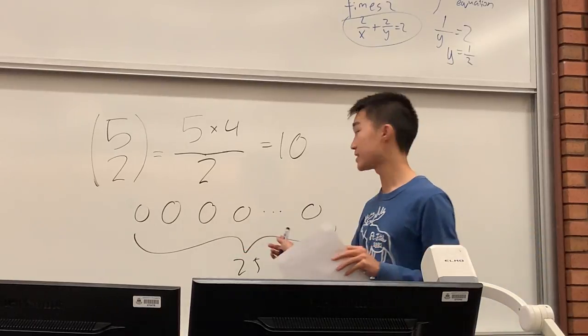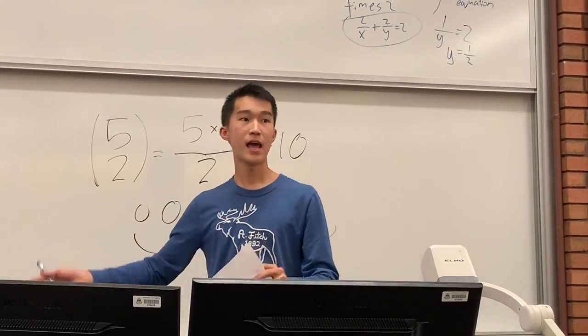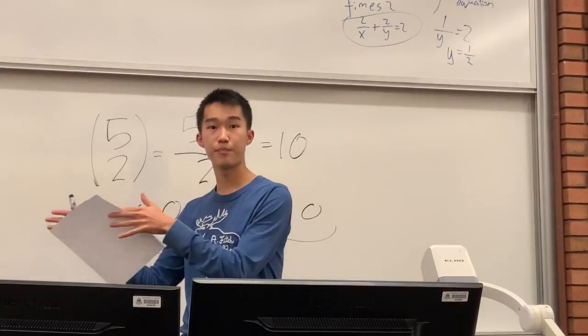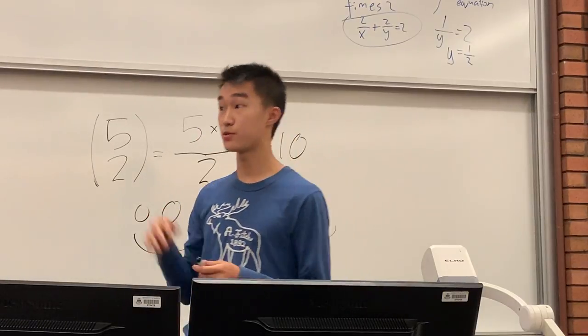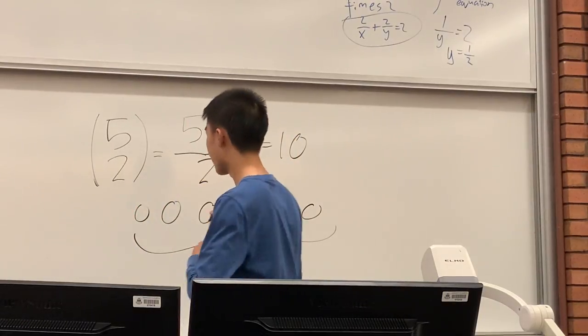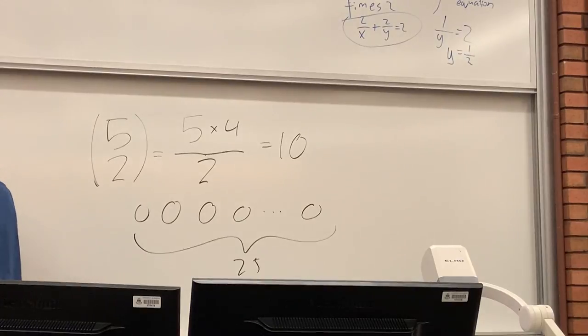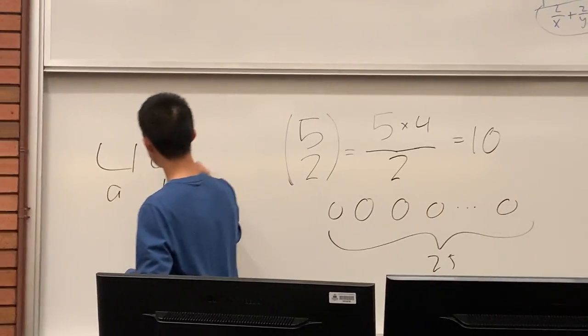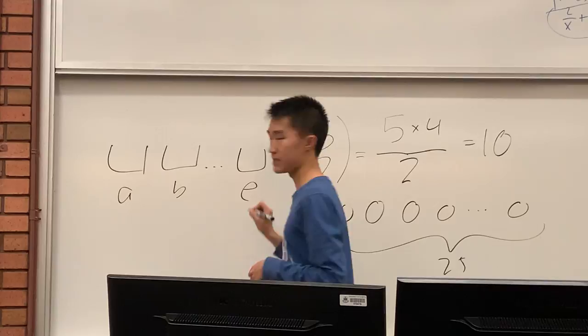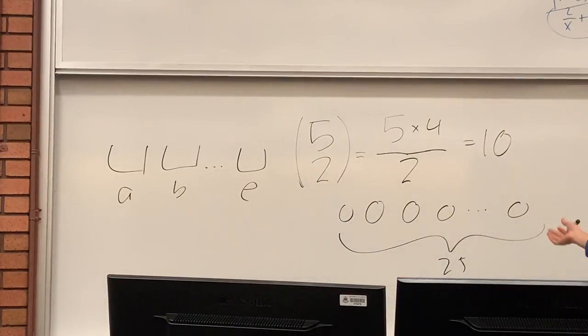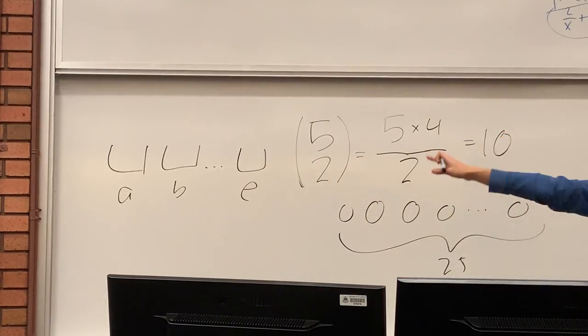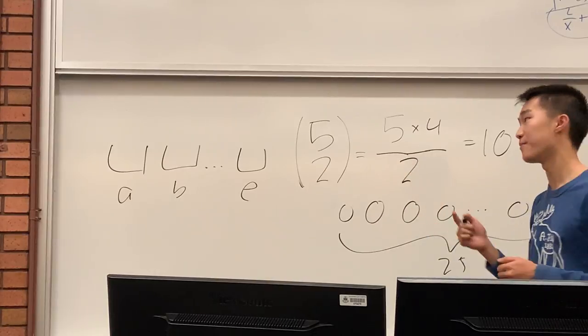If we have 25 balls, each of these is like 1, and we put them into 5 different boxes, and each of these boxes is 1 of the variables. So for example, we have a box A, we have a box B, etc., and we have a box E. So 1, 2, 3, 4, 5 boxes. And we want to put these 25 balls into these 5 boxes. How many ways can we do that?